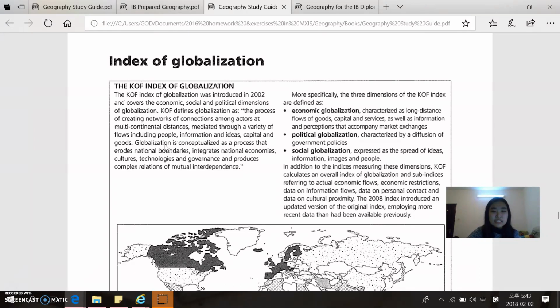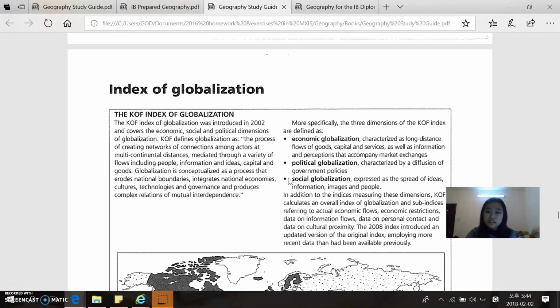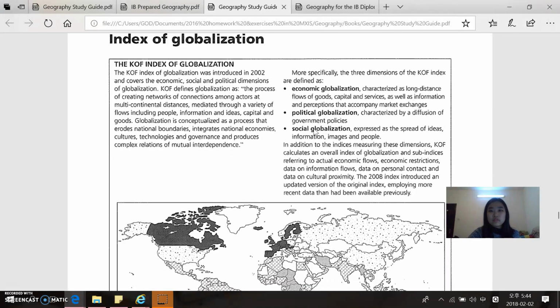Okay, globalization is conceptualized as a process that erodes national boundaries, integrates national economies, cultures, technologies, and governance, and produces complex relations of mutual interdependence. Now, more specifically, the three dimensions of the KOF index. First, economic globalization. What is economic globalization? It is characterized as long distance flows of goods, capital, and services. That's kind of similar to the economic integration in the AT Kearney index, along with information and perceptions that accompany market changes.